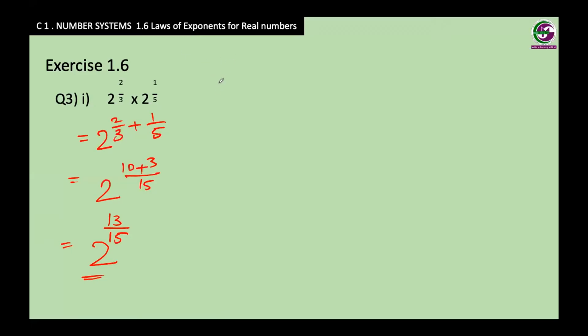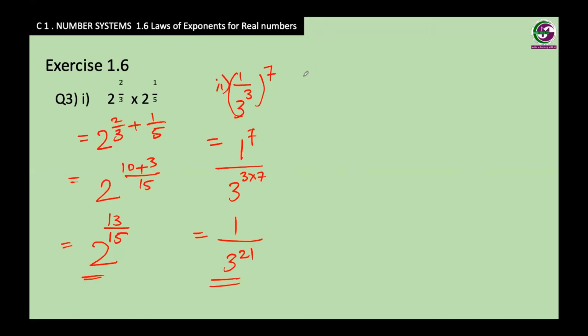Okay, now next question is 1 by 3 power 3, whole power 7. So, you know, this power should be distributed for both the numbers. 1 power 7 divided by 3 power 3 times 7, which is equal to 1 power 7 is 1 itself, over 3 power 3 times 7, which is 3 power 21.